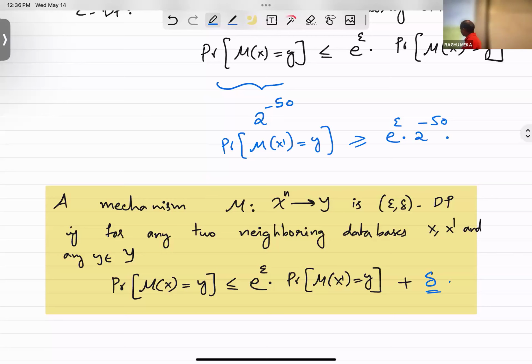So this means things which are very, very unlikely, let's say I said delta to be like 2 to the minus 10. Then for events which are very unlikely to happen, I don't care about violating privacy for that. Okay, does it make sense? So we went from a multiplicative guarantee for any event, even very rare ones, to essentially only caring about events whose probabilities are at least delta.